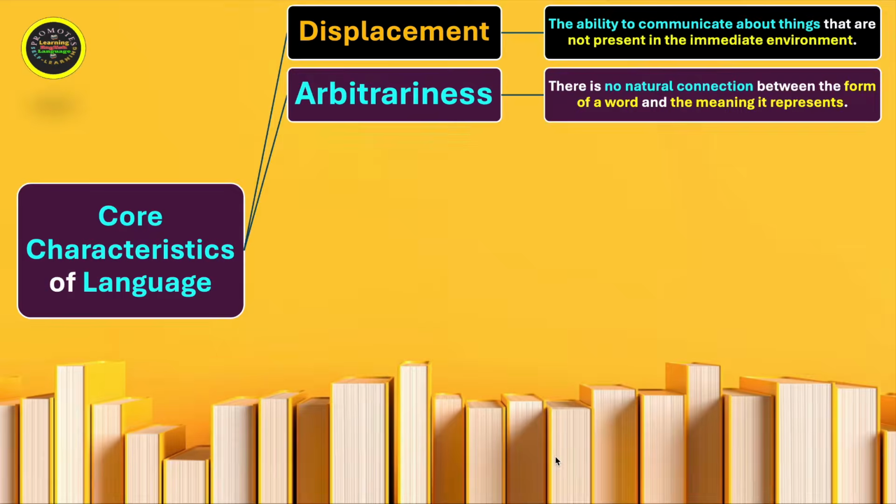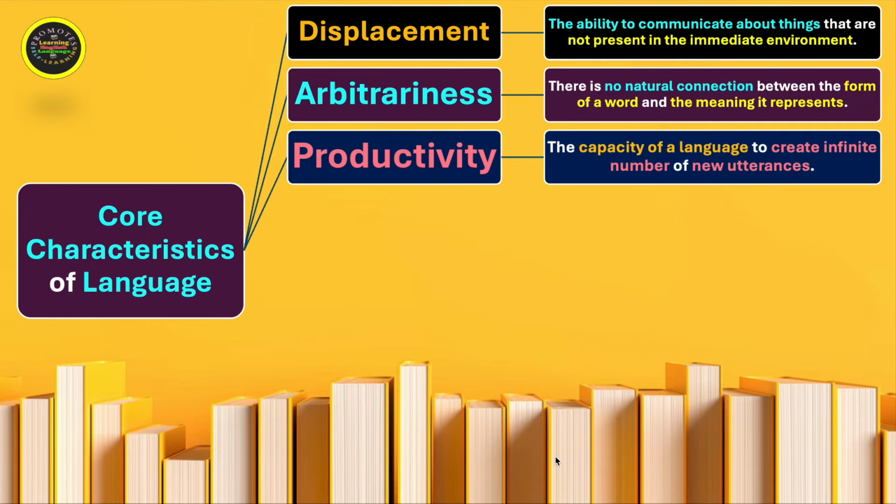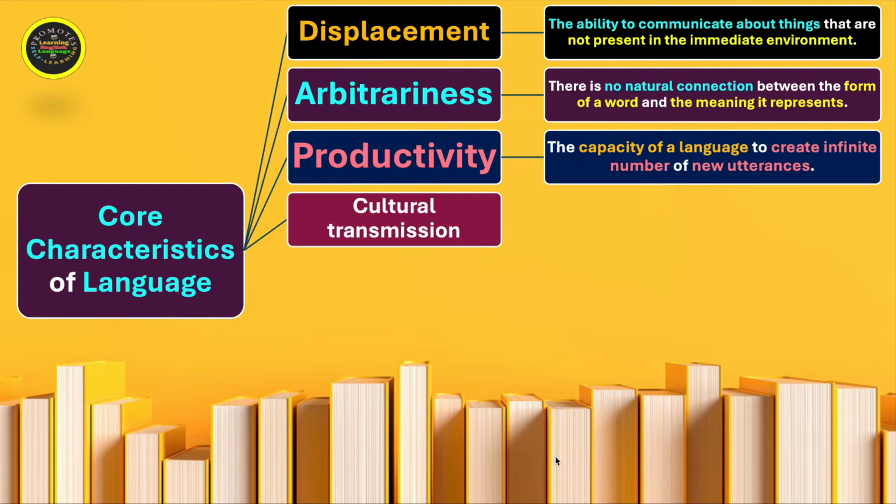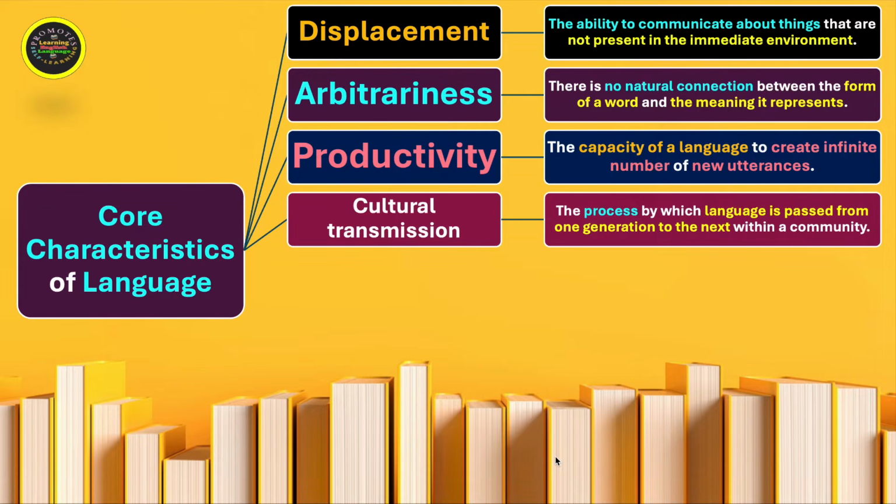We have another point, productivity. It refers to the capacity of a language to create an infinite number of new utterances. Language has immense possibilities to create and produce sentences in a way you want, which animals cannot do. Cultural transmission. The process by which language is passed from one generation to the next within a community. It is also one of the most important characteristics of language. Why? Because without culture, without society, a language simply cannot exist.